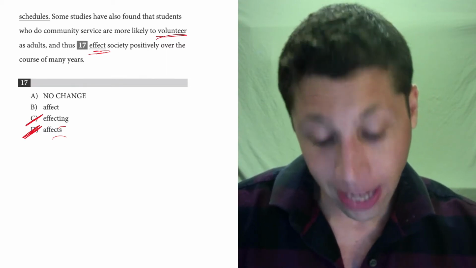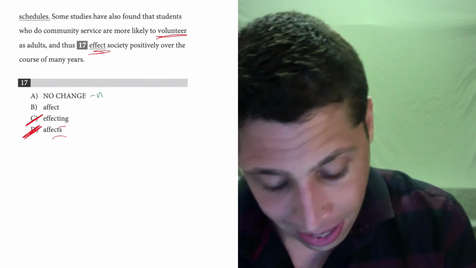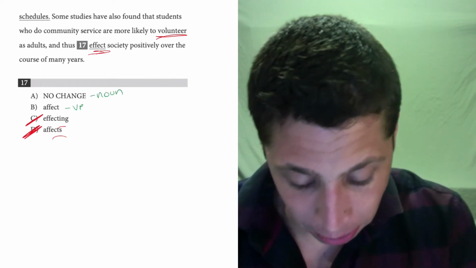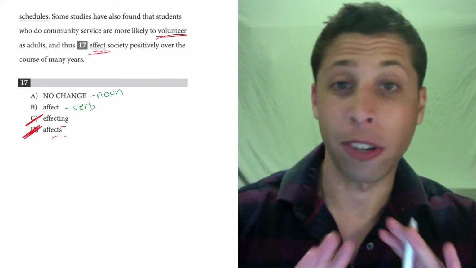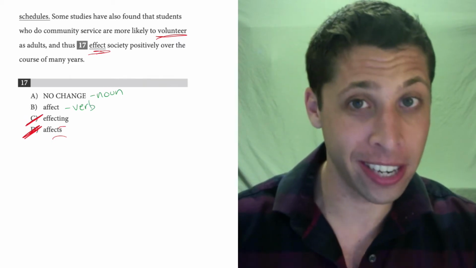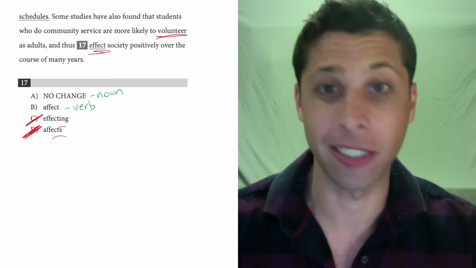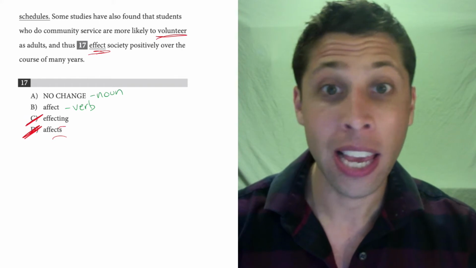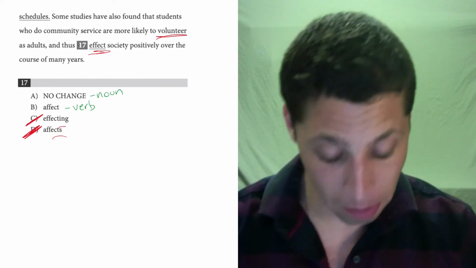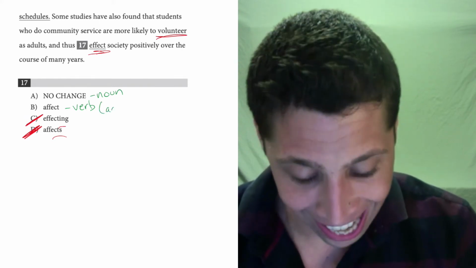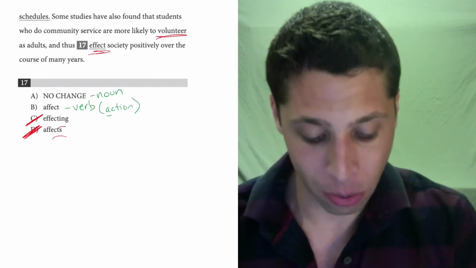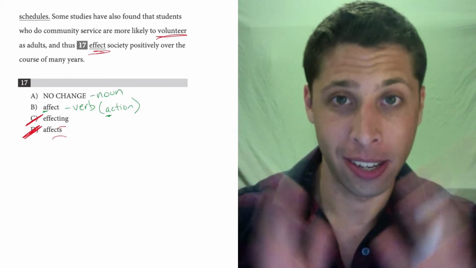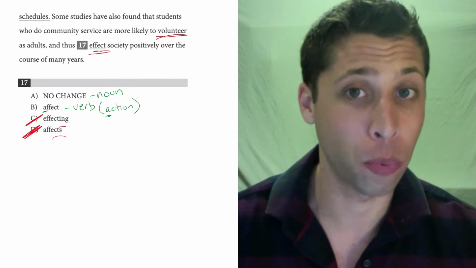Effect with an E is a noun, and affect with an A is a verb. There are exceptions to this, but on the SAT and in life in general, this is the way it goes. Effect is a noun, affect is a verb. If you need help remembering which one is which, remember that a verb is really just an action, and the word action begins with A, the word affect begins with A, it's a match. So how do we know which one we need, the noun or the verb?